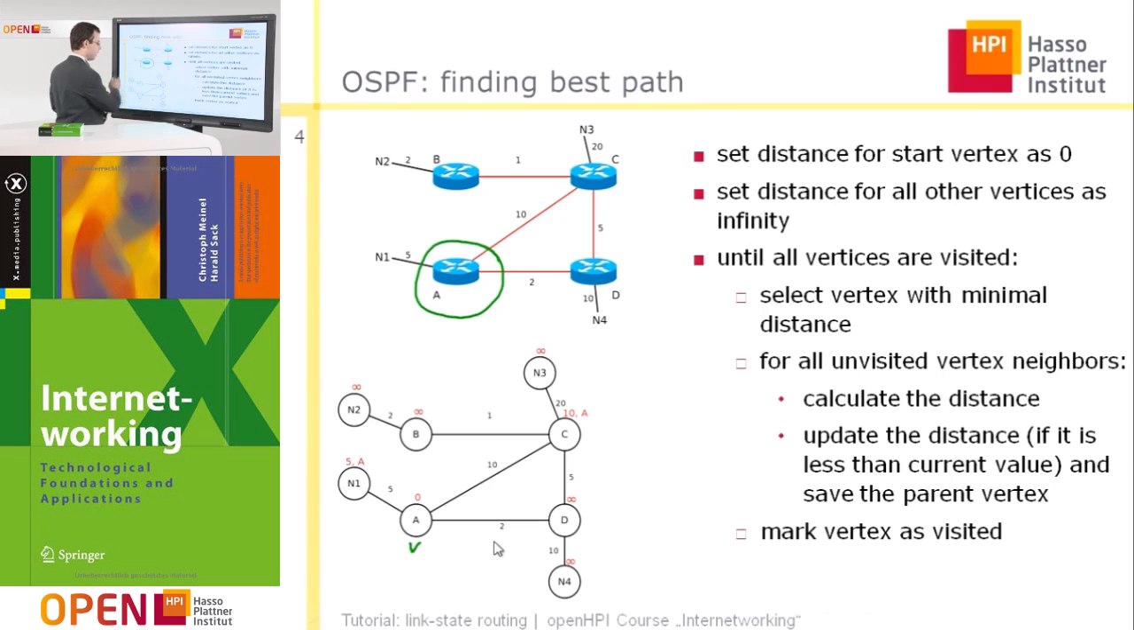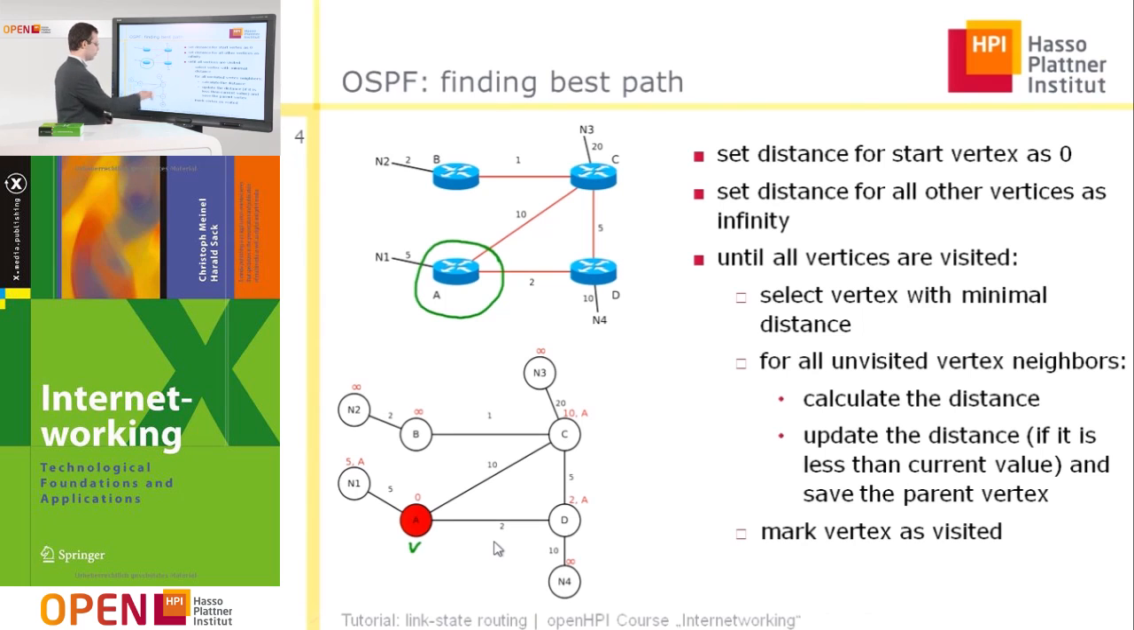Next neighbor of A is C, and the distance will be 0 plus 10, which is less than infinity, so we should update again the distance for vertex C, and do the same for the vertex D. The distance of vertex A, 0, plus 2 is 2, that is less than infinity, so the vertex D could be reached through the vertex A, and the distance of the path is 2.